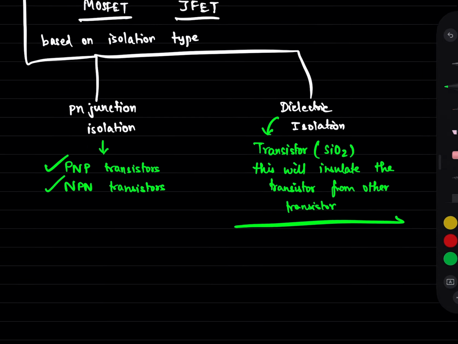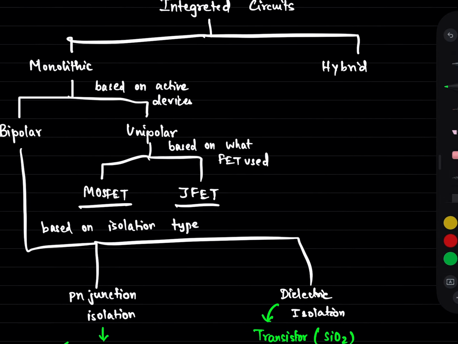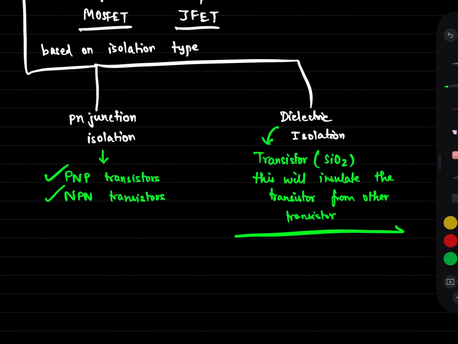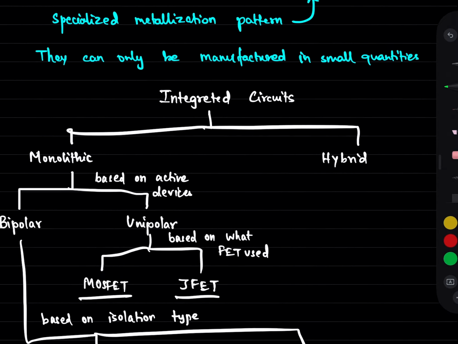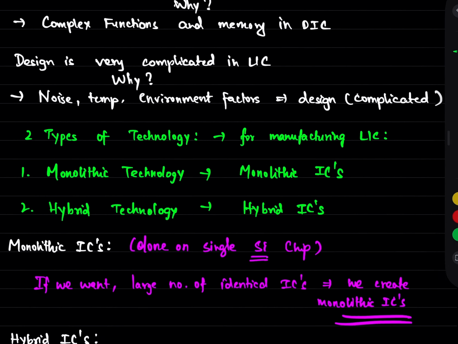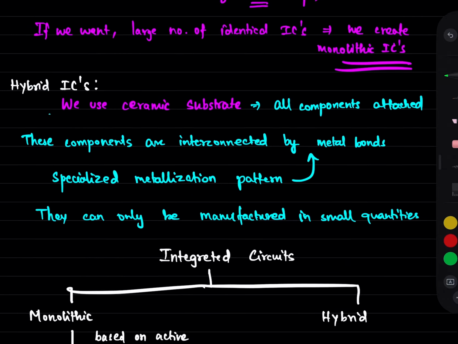So these are the different types of isolation techniques used in bipolar ICs, and this is the broad classification of the ICs used in our daily life.